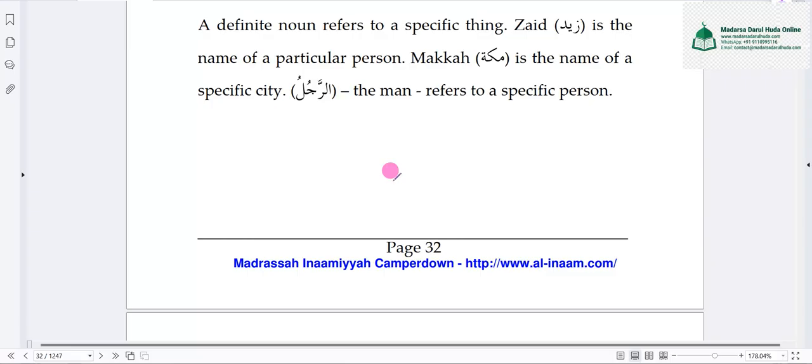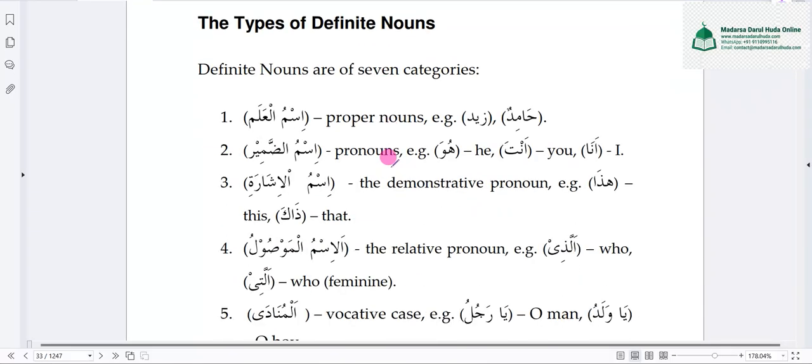But just opposite to the nakira, there is a marifa, the definite noun. A definite noun refers to specific things. Like Zaid is a marifa, the name of a particular person. If I tell you call Zaid, you are not going to call Umar, Bakar, Fatima, Muhammad or any other names. You are going to call someone named Zaid because I told you that I want Zaid specifically. When I tell you Makkah, you are not going to understand by Makkah any other state or any other city. You know what Makkah is. It means when the speaker tells you something which gives you the exact idea of what he intended, that is marifa.